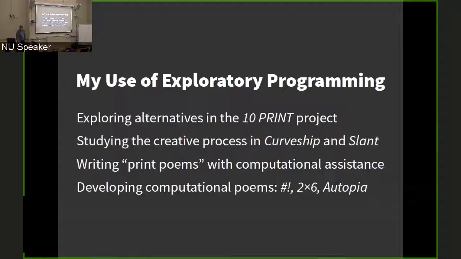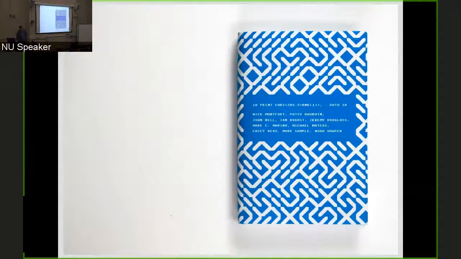So this is the book, 10 PRINT CHR$(205.5+RND(1)); : GOTO 10. It's a project that I started where 10 of us wrote a single voice book. So it's just written like a normal academic book. And the topic is the title. It's this one line program for the Commodore 64.